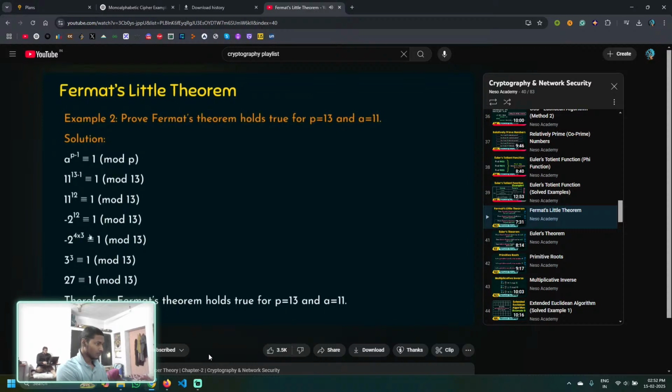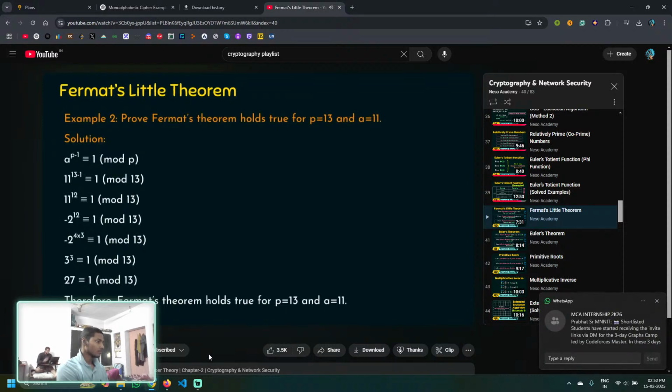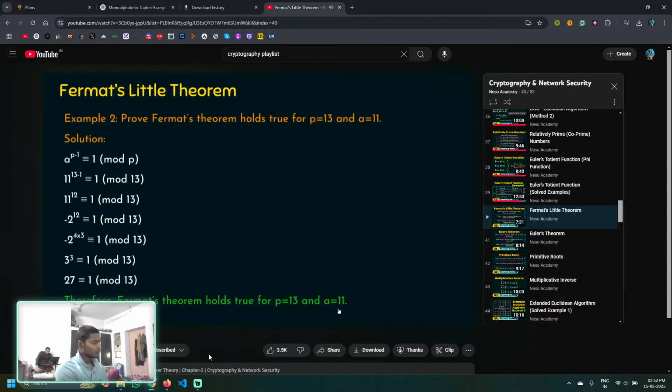You can solve this in any method, but I request you to apply the easiest way of solving this problem without using calculators. So I think example number 2 is also clear to you. We are clear that Fermat's theorem holds true for p is equal to 13 and a is equal to 11. Let's see the last example for the day, example number 3.